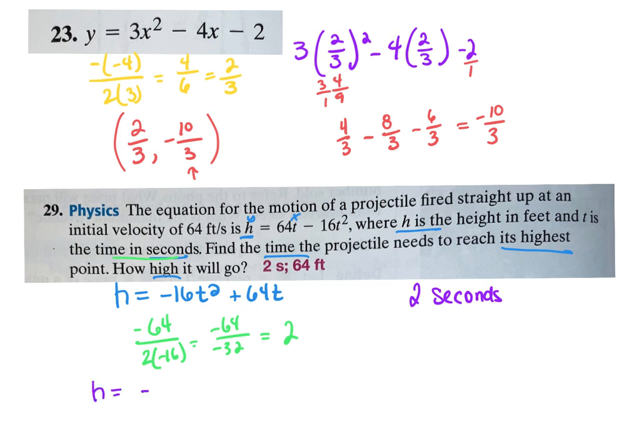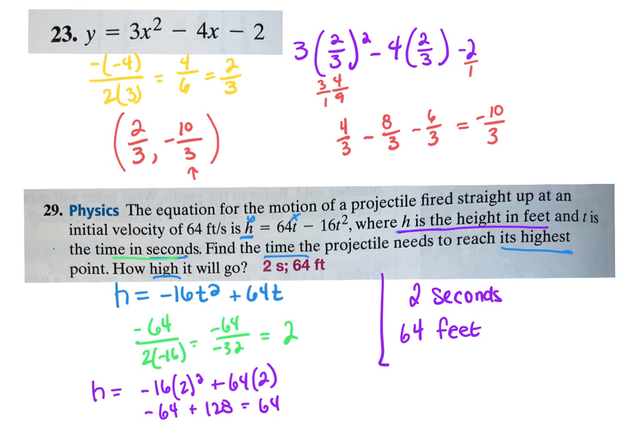How high it will go is going to be negative 16 times 2 squared plus 64 times 2, right? And so I'm going to get negative 16 times 4, and then that, so this is going to give me 64. Well, 64 what? This is height in feet. So now I'm going to say 2 seconds, and my highest will be 64 feet. It's simply asking for my vertex there.